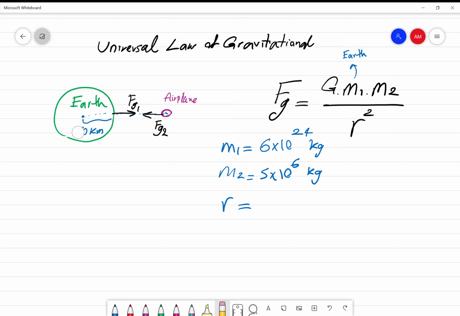6,000. Yeah, but roughly we can say it's equal to 6,000 kilometers. Okay. So now we need the distance from here to here too. So how much do you think that distance is?